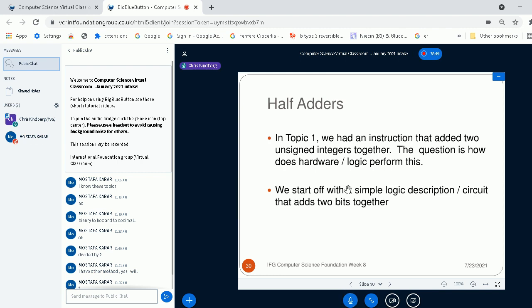So, in the very first topic I gave at the beginning of the year, and it's in the architecture documentation, we actually had a computer instruction that resulted in adding two unsigned integers together. And my question is, how does hardware or pure logic perform this operation? Well, I'm going to start off with a simple logic description and circuit that actually results in adding two bits together.